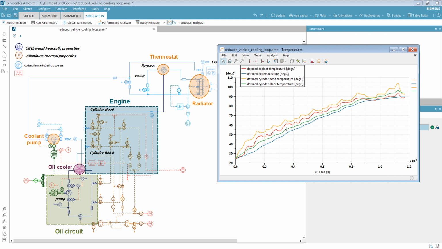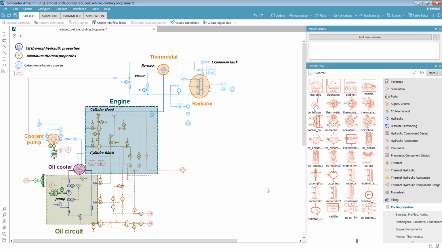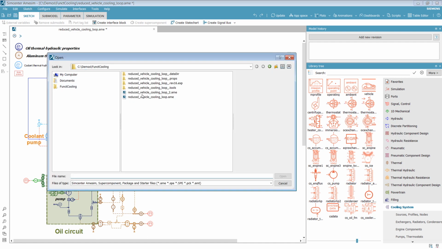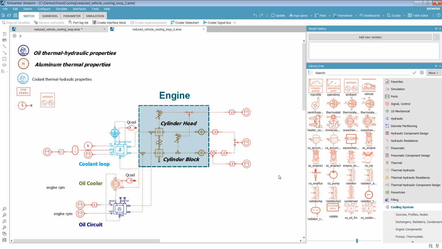To ensure real-time compatibility, we can either apply different reduction techniques to the original model or rely on cooling system functional components. Let's focus on the second option and see how cooling loop, oil circuit, and oil cooler components help address real-time applications. The different subsystems of the reference model are replaced with these components while keeping the same boundary conditions.